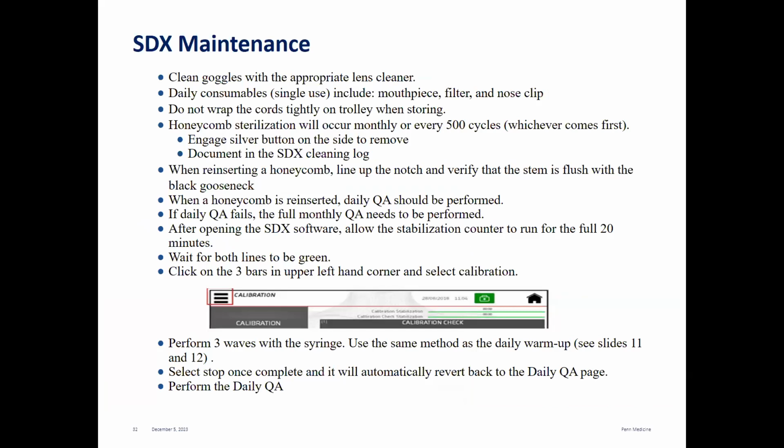So SDX maintenance. You want to clean the goggles with the appropriate lens cleaner because, like I said, they scratch easily because of the plastic coating on them. Daily single-use items include mouthpiece filter and nose clip if you want it to be. You don't want to wrap the cords tightly around the trolley when storing it. So it could add to a problem like a cord coming loose or something. The honeycomb sterilization occurs monthly or every 500 cycles, whichever comes first.